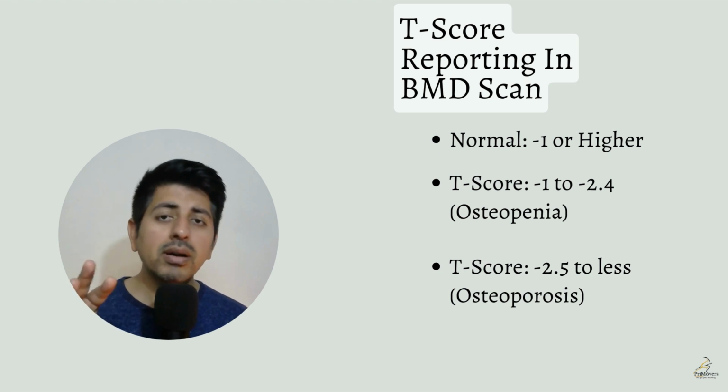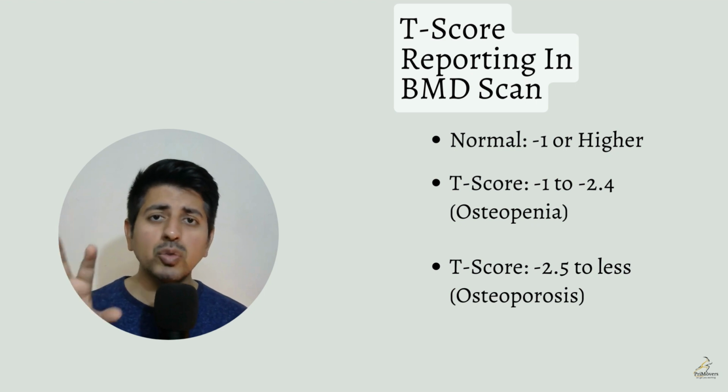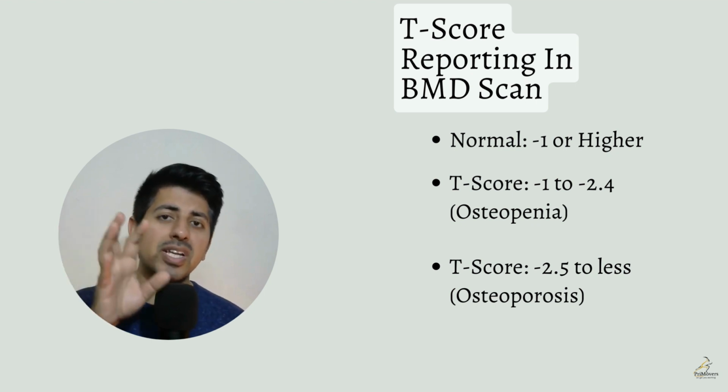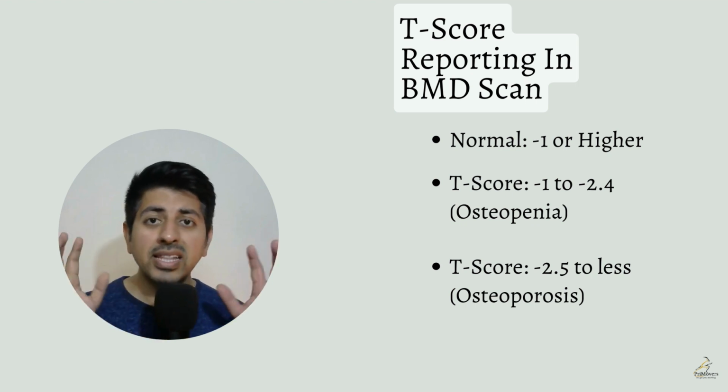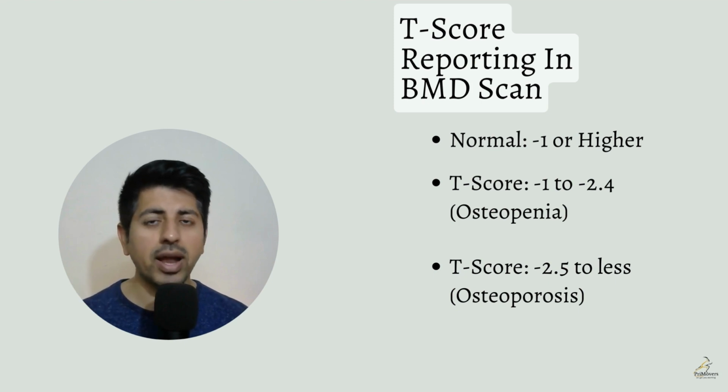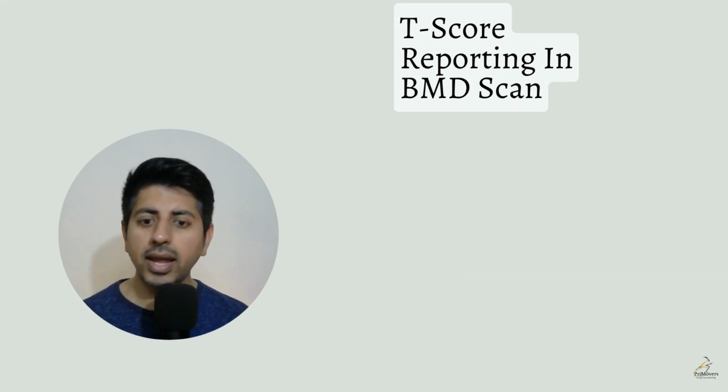The third category is a T-score of -2.5 or lower, meaning -2.8 or -3. This is really an osteoporotic condition, and the bones are so fragile that they can fracture at any given point of time.